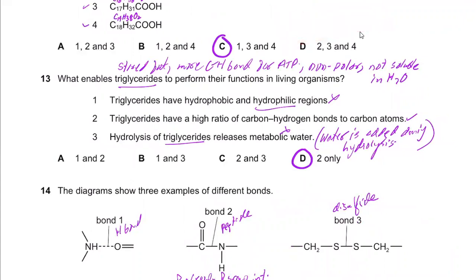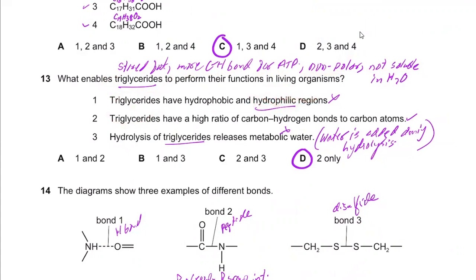Which statement enables triglycerides to perform their functions in living organisms? Triglycerides, just recall this, are stored fat, they have more carbon-hydrogen bonds for ATP production, they are non-polar, and they are not soluble in water. So I annotated these points to make sure that I recall what I know about triglycerides. Let's come to the points. The first point: triglycerides have hydrophobic and hydrophilic regions. No, they do not have hydrophilic regions, they are completely non-polar. Phospholipids have both, but triglycerides are non-polar.